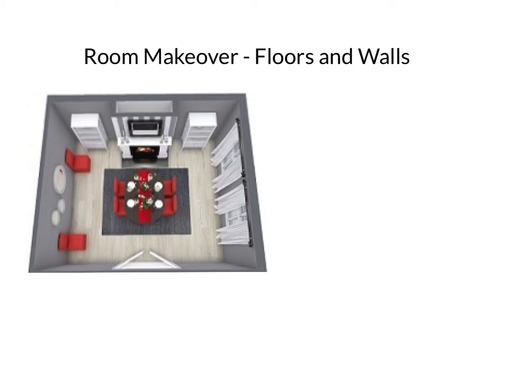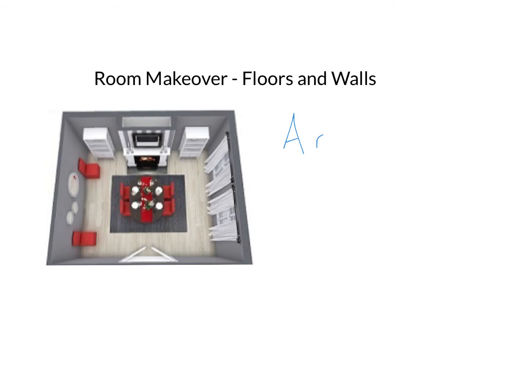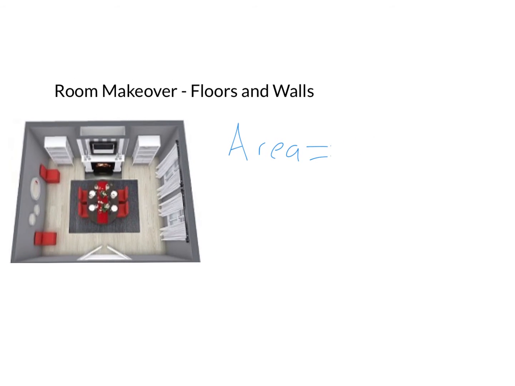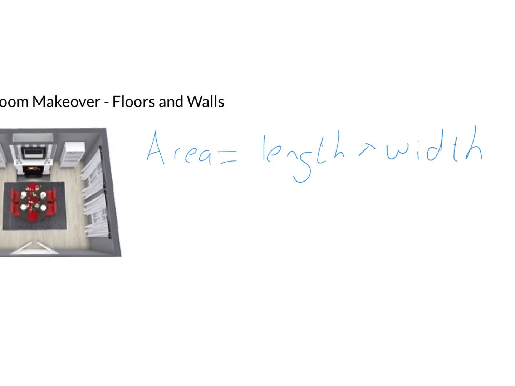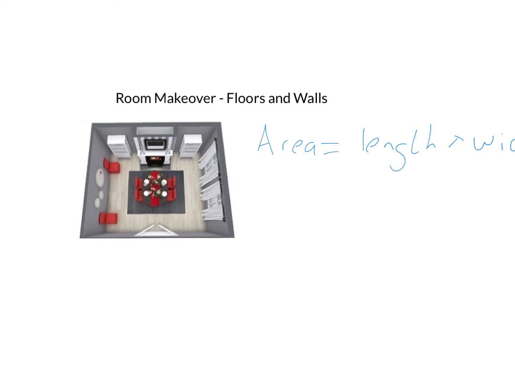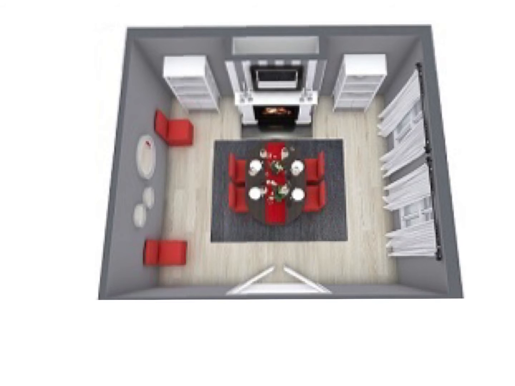For a flat surface like a floor or a wall, the way that we measure how large it is is by measuring its area. A common formula for area is the area of a rectangle, which is its length times its width. So if we wanted to figure out how big the floor is, we would measure how wide it is and how long it is.